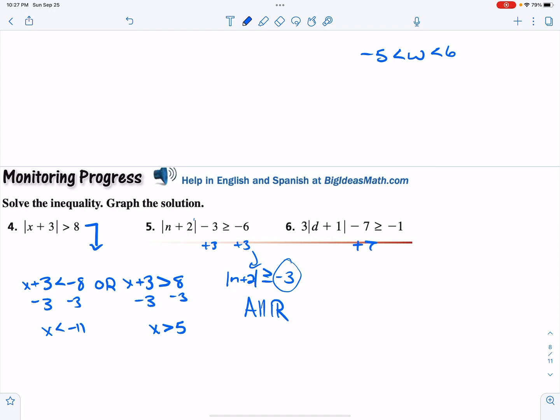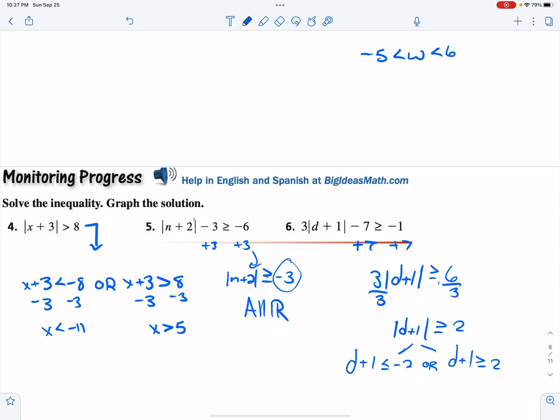Okay, this one we're going to add 7. We have 3 times the absolute value of d plus 1 is greater than or equal to 6. And then we divide by 3. So we have the absolute value of d plus 1 is greater than or equal to 2. And now we can do our split. So we have d plus 1 is less than or equal to negative 2, or d plus 1 is greater than or equal to the positive 2. So we subtract 1. d is less than or equal to negative 3, or subtract 1. d is greater than or equal to 1.